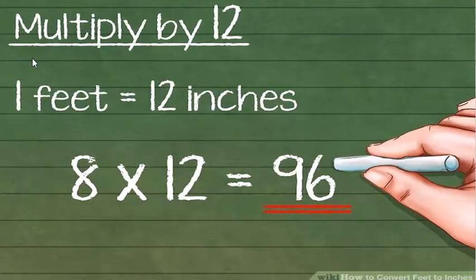Next, multiply your number of feet by 12. Since there are 12 inches in every foot, this will give you your original foot measurement in inches. Okay, 1 foot equals 12 inches. So in the example problem, you would continue by multiplying by 12 after the foot measurement, like this: 8 multiplied by 12, so the answer is 96 inches.